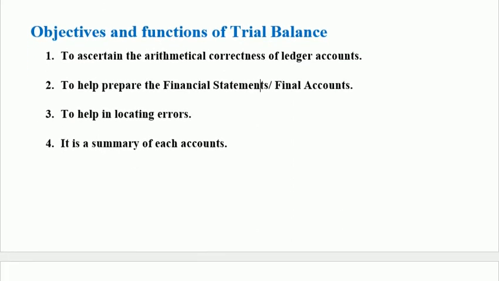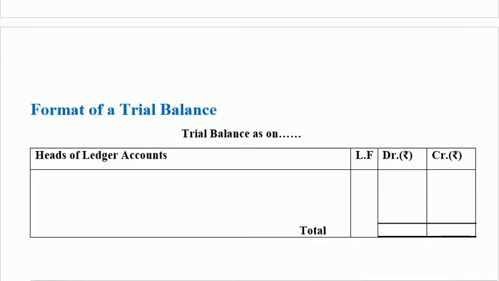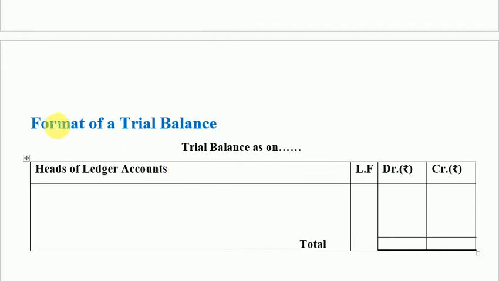Now we are going to see how the format of a trial balance is prepared. So children, this is the format of a trial balance, where there are four columns. Starting from the left, there is a column for the heads of ledger accounts. That means whatever is the name of your ledger account, you have to write it in this column. The second column stands for ledger folio, which generally goes blank in our case. Then the third column is debit and the fourth column is credit. This will represent the balances of each ledger account.